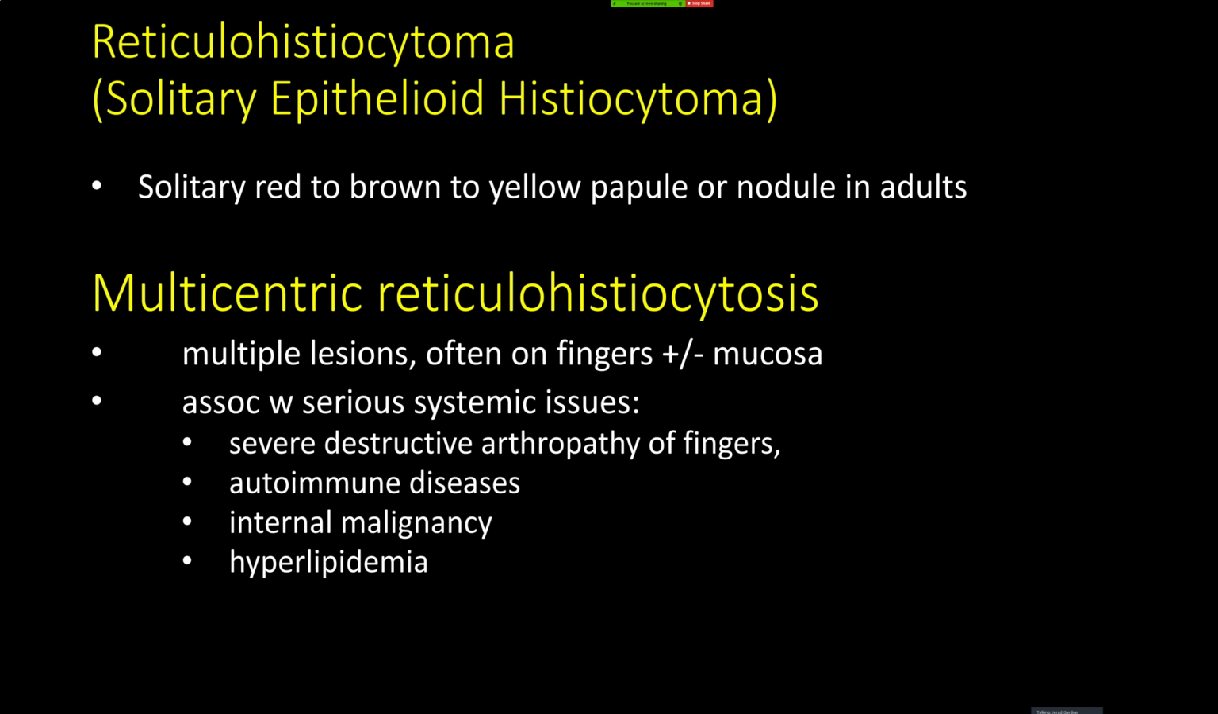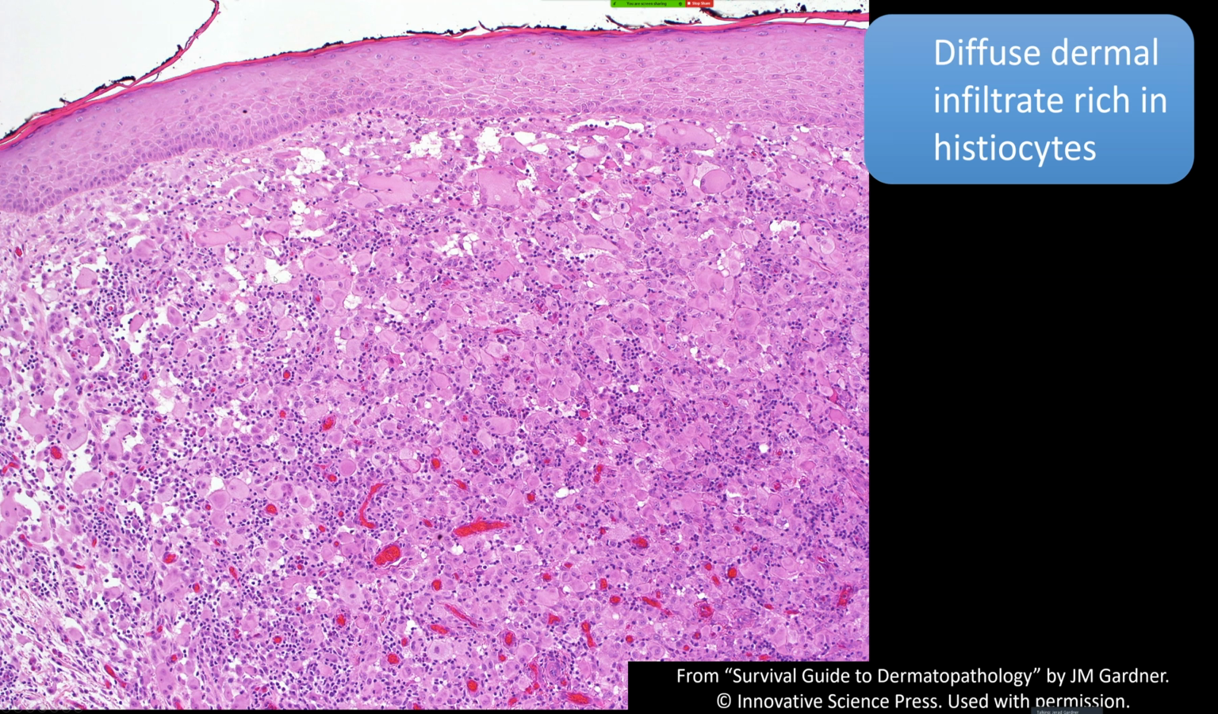Then there is, in my experience, a much less common multicentric form that we call multicentric reticulohistiocytosis. These patients often have multiple lesions, tend to be on the fingers, sometimes the mucosa, and they have some significant serious systemic problems like destructive arthritis, autoimmune diseases, sometimes internal malignancy, lipid abnormalities, etc. So those patients with multiple lesions actually need some additional workup and could potentially have problems. The solitary ones are not problematic.